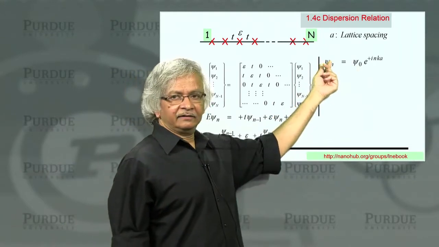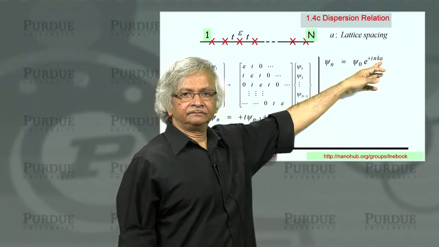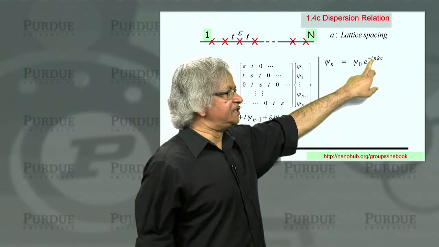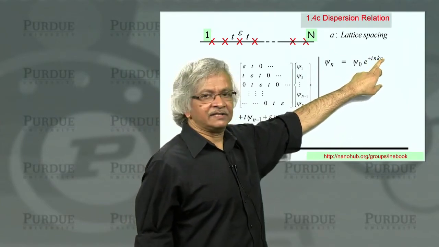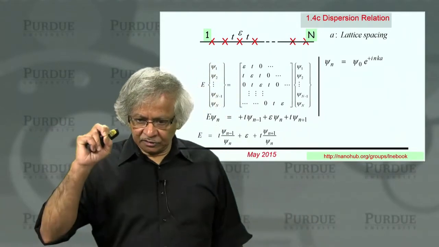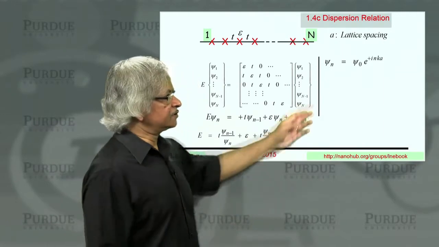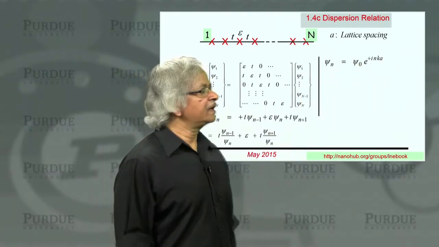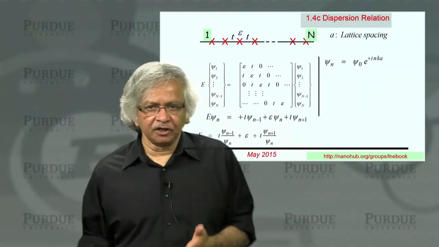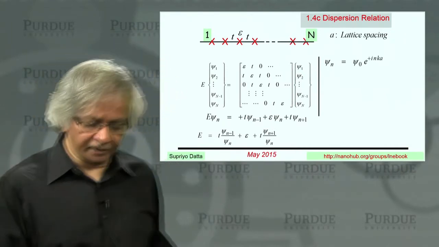That is, psi n is equal to psi 0 times e to the power i n k a. So it's kind of like e to the power i k z, because z is now n times the lattice spacing, a. So n a is like the z location. And it's now a discrete lattice, so that's why it's an integer times a. Now if you use this, how do I know this works? Well, as with differential equations, you put it in and check if it's working.